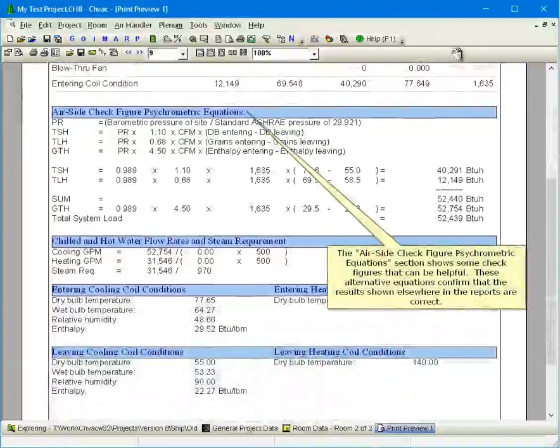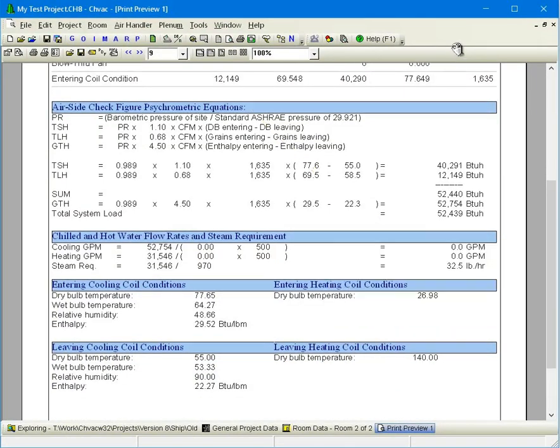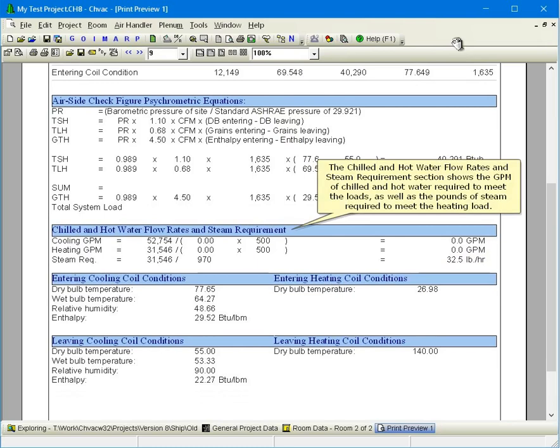The air side check figure psychrometric equations section shows some check figures that can be helpful. These alternative equations confirm that the results shown elsewhere in the reports are correct. The chilled and hot water flow rates and steam requirement section shows the GPM of chilled and hot water required to meet the loads, as well as the pounds of steam required to meet the heating load.